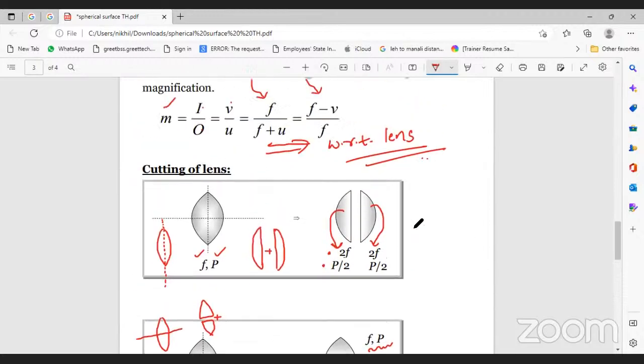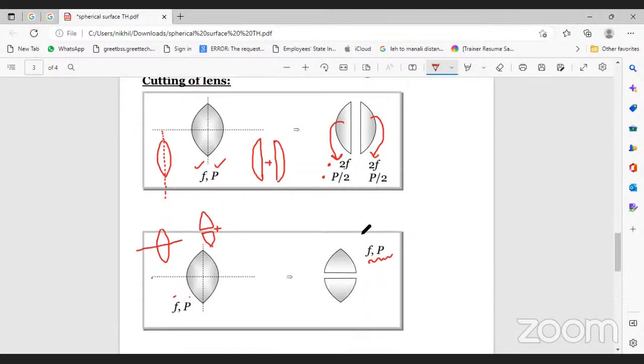Now, why does it become double the focal length? For that, please remember, there is a logic here.